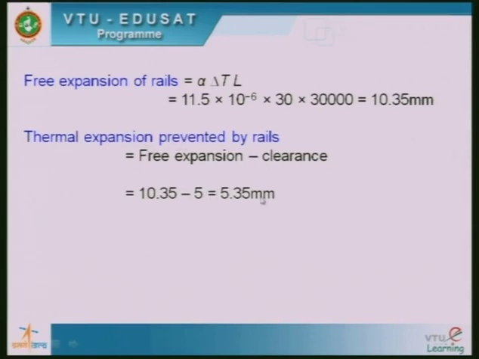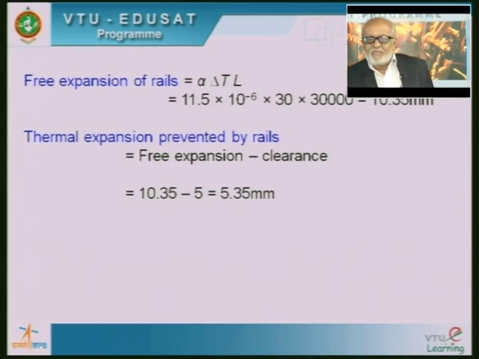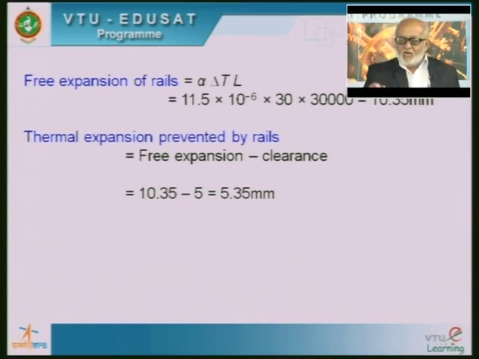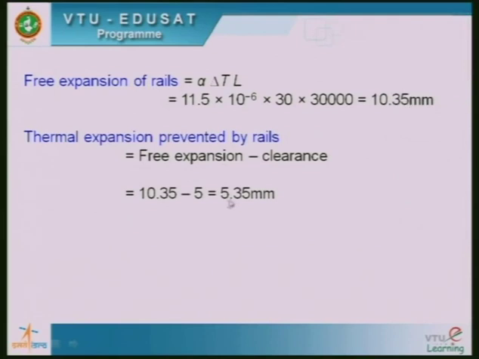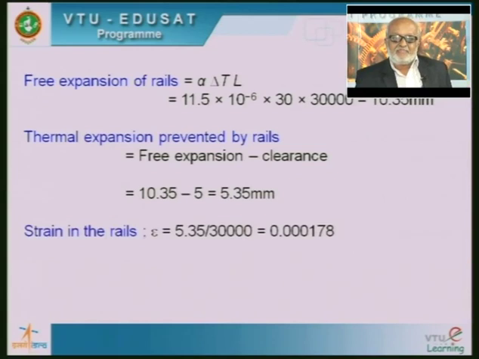Suppose we had left the clearance as 10.35 mm, then the thermal expansion prevented by the rails would have been 0. If the thermal expansion prevented by the rails is 0, then the strain would be 0. If the strain is 0, then stresses would not have been developed at all. But 10.35 mm we cannot leave. For some practical purposes, we will say that we can allow only up to 5 mm. So that means we are preventing the rail from its free expansion of 10.35 mm to only 5.35 mm, which means we are restricting it. And this restriction is caused by applying the compressive forces from the ends.